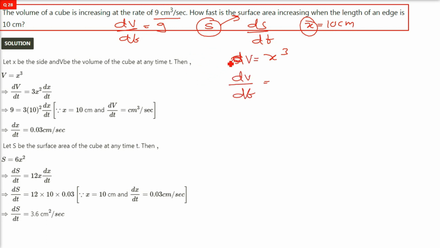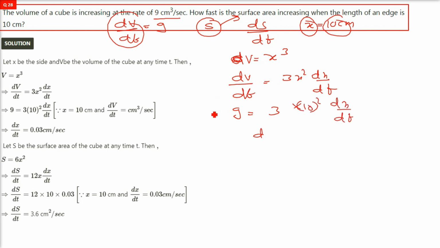Volume equals x cube, so dV by dt will be equal to 3x square dx by dt, and this dV by dt we already know, it's 9. x is 10, put it here: 3 into 10 square. dx by dt can be computed from here. This is 9 divided by 300, which is 3 divided by 100, that is 0.03 centimeter per second. This is your dx by dt.